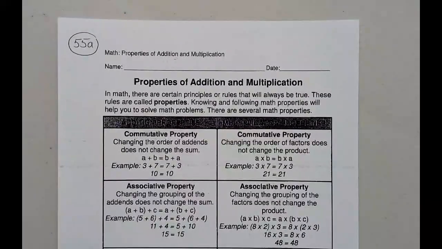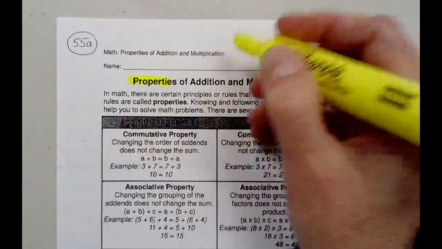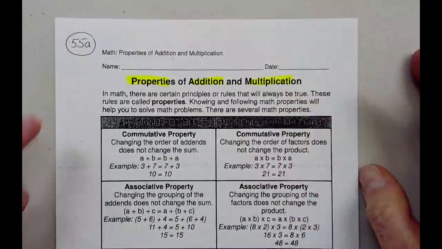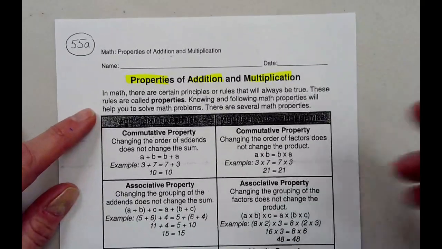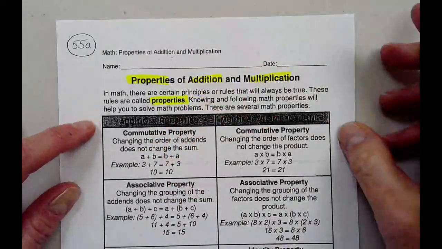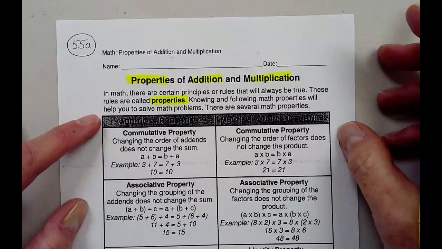Okay, this is our first pages in volume 2 of our Math Interactive Notebook. This is page 55A. We're starting on properties, and these properties are for addition and multiplication. In math, there are certain principles or rules that will always be true. These are called properties. Knowing these properties can help you with solving math problems.